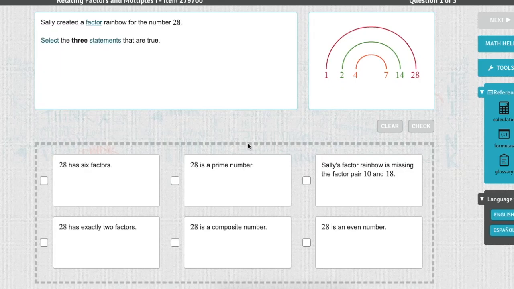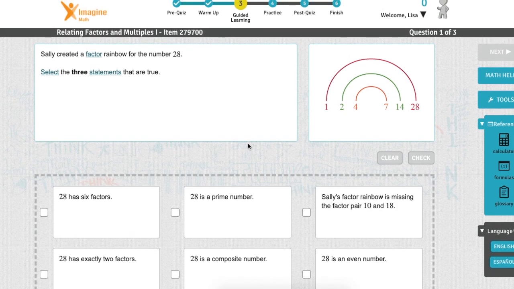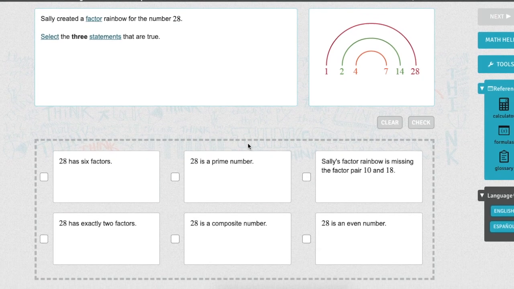Having trouble with relating factors and multiples, so I thought I would make a little screen video on that. I know there were two levels of this, but I'm going to start with level one. I'm just going through the guided learning portion, folks, okay? Just the guided learning portion.